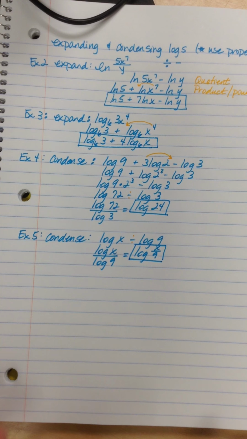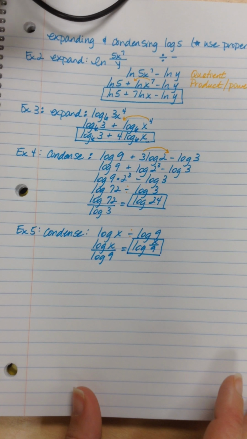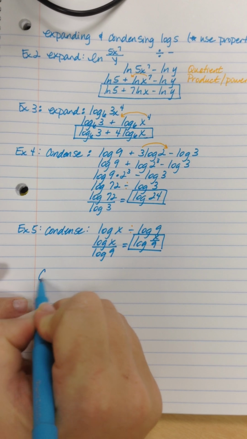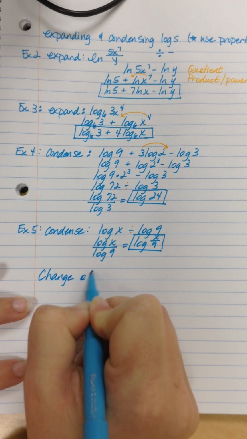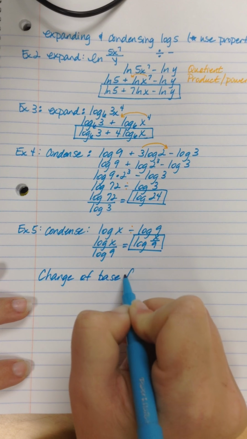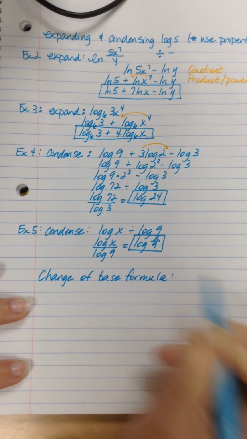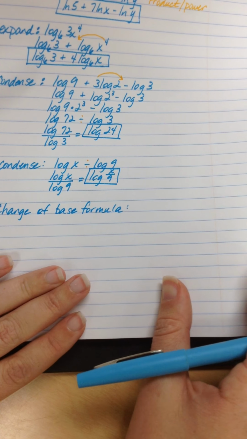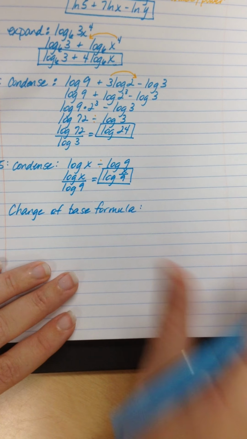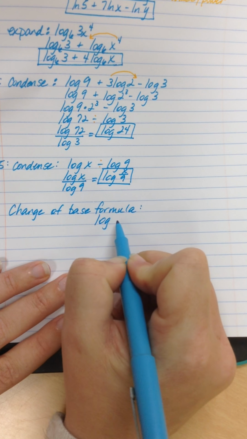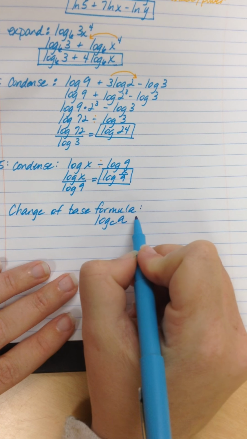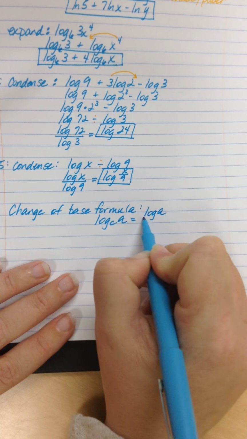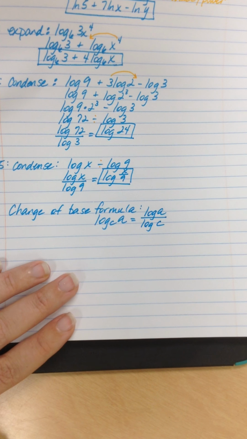Okay, one other topic that we need to talk about is the change of base formula. Whenever two things do not have the same base, how can we work with that? Here is the actual formula. Log base C of A, we can break that down into log A over log C.